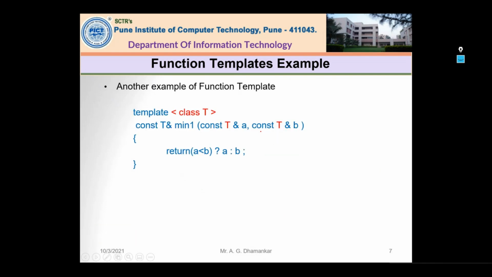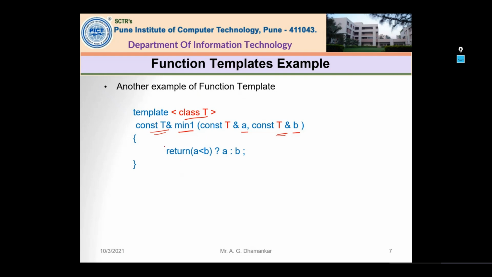Exactly. Moving ahead. Let's take another example, function templates, of returning the minimum value. Here we have defined the min1 function. Min1 function takes argument A and argument B of constant reference type T. T is defined here. And this is the conditional operator that you know: when this condition is true, A will be returned, or if the condition is false, then B will be returned.